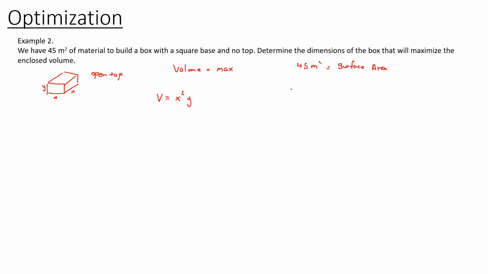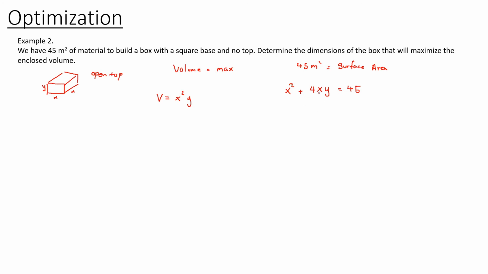So our surface area in this case, we have a bottom piece which happens to be x squared, and we have two sides and front and back which happen to be the same length because we have a square bottom. So we have 4 times x times y as our 45 meters squared. Again, we don't have to worry about the top because the top is open. It says no top.